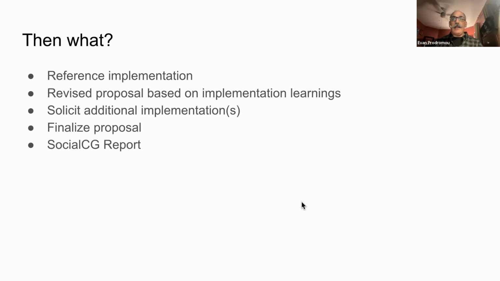Next steps after that is to build out that reference implementation, show what can be done. We'd want to do a revised proposal based on those implementation learnings. What did we learn from actually using it? Looking for other independent implementations. Best way to test out a protocol is make sure you have independent implementations, finalize a proposal, and have it become a report from the social group at W3C, which gives it that kind of mandate for wider use.